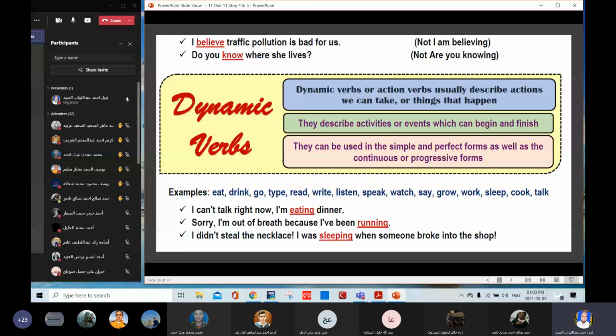I eat, I drink, I go, I type, I read, I write, listen, speak, watch. All these are dynamic verbs. We can use them in all tenses, in simple, in perfect, in continuous or progressive forms.